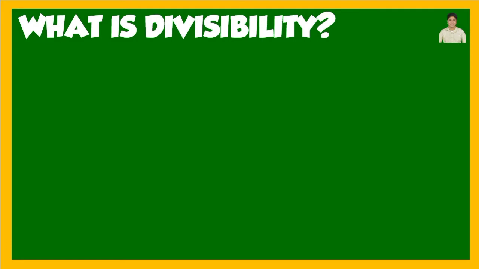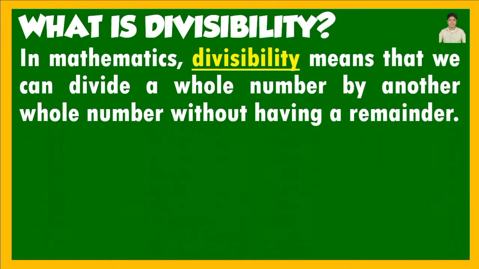So let us now proceed to defining what is divisibility. In mathematics, divisibility means that we can divide a whole number by another whole number without having a remainder. For you to understand what divisibility is, what exactly is this "without remainder"?